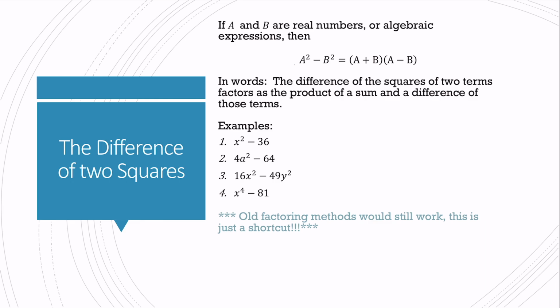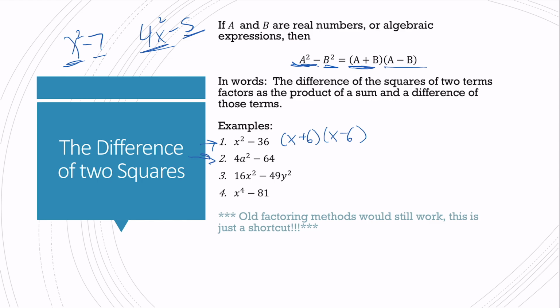So if I have a difference of two perfect squares, now note they have to be perfect squares. I can't have like x squared minus 7. Those aren't perfect squares. I can't have 4x squared minus 5. 5's not a perfect square, even though 4x is. They both have to be perfect squares, and then they're going to factor into the product of a sum and a difference. So for example 1, I get x plus 6, x minus 6.